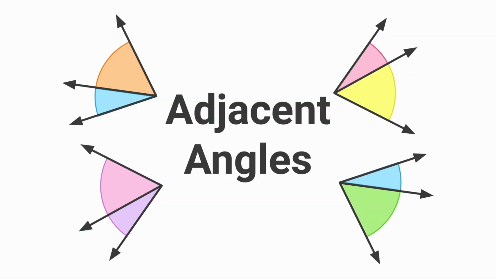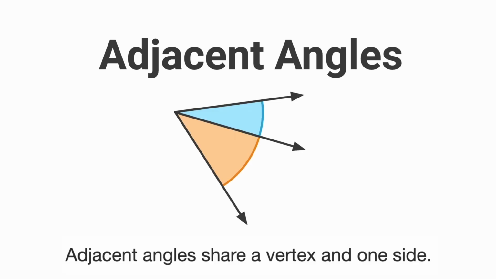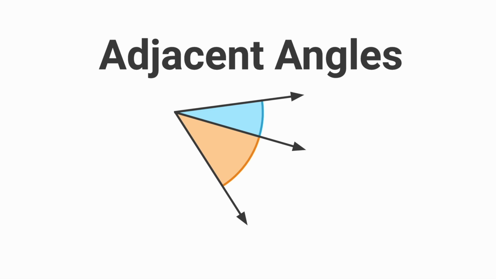Have you ever heard of adjacent angles? The word adjacent means next to, and adjacent angles look like this. Adjacent angles are angles that share a vertex and one side in the middle. In other words, they're two angles that are right next to each other. The blue angle is adjacent to the orange angle because they have the same vertex and they share this side.